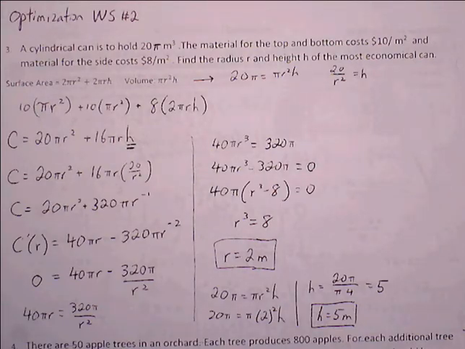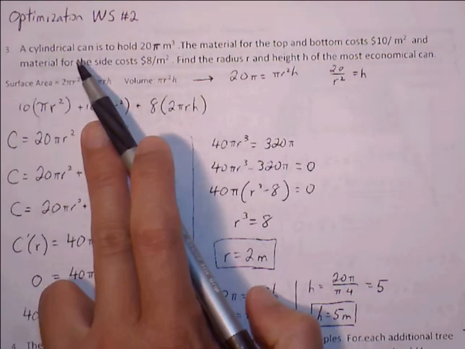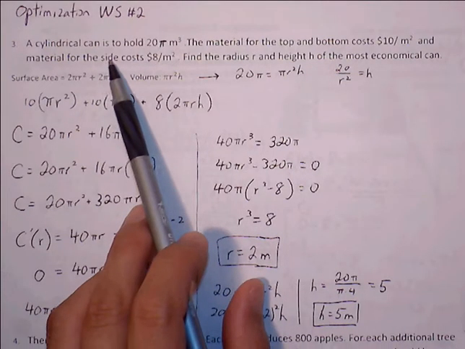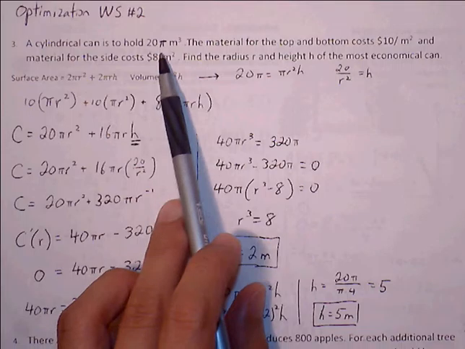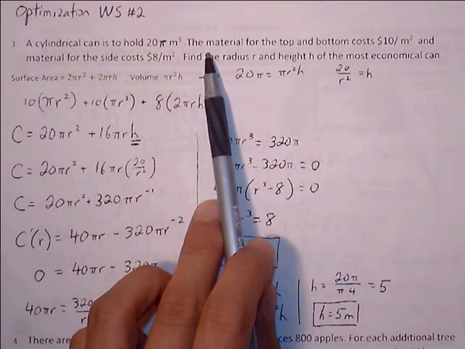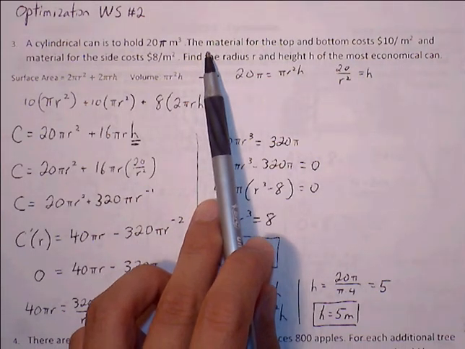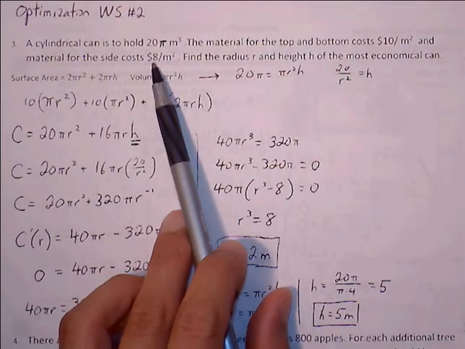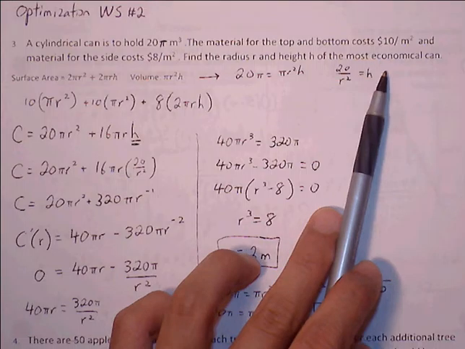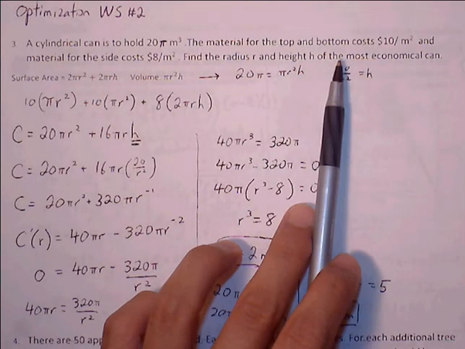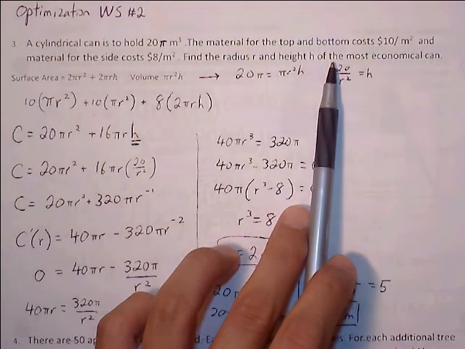Let's continue with the back page of the optimization worksheet number 2. Okay, so this is number 3 here. A cylindrical can is to hold 20 pi cubic meters. The material for the top and bottom costs $10 per square meter, and the material for the side costs $8 per square meter. Find the radius and height of the most economical can. So basically, the can that's going to cost the least.